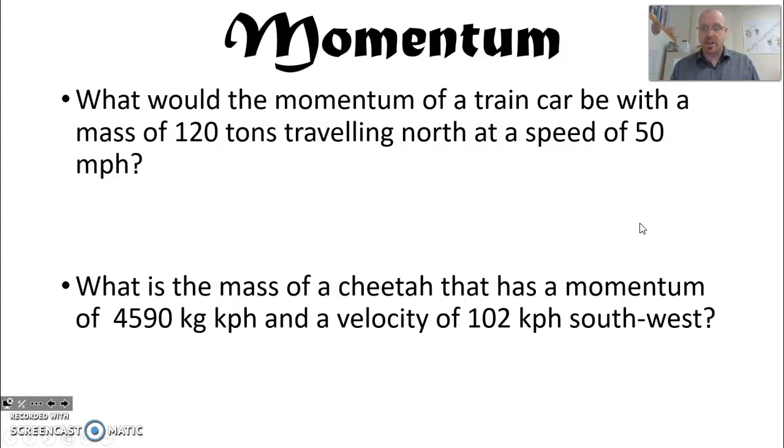What's the mass of a cheetah that has a momentum of 4,590 kilograms kilometers per hour and a velocity of 102 kilometers per hour southwest? Well, wait a minute here. So the knowns are actually the momentum and the velocity. So I have to find mass. If we do a little bit of algebra, our formula gets changed into mass equals momentum divided by velocity. So that's actually really easy. We just take our 4,590 kilograms kilometers per hour and divide that by 102. And then we end up with the mass of the cheetah in kilograms. And that is an actual mass, the average mass of what male cheetahs weigh.